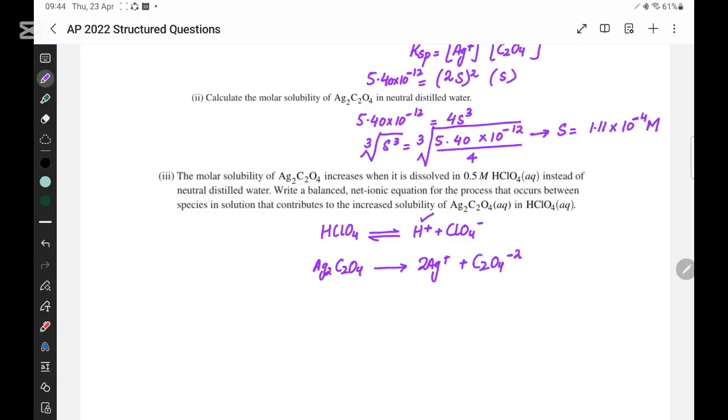So the hydrogen ions and the C2O4 minus 2, all in aqueous form, will combine and form HC2O4 minus. So this is the net ionic equation.